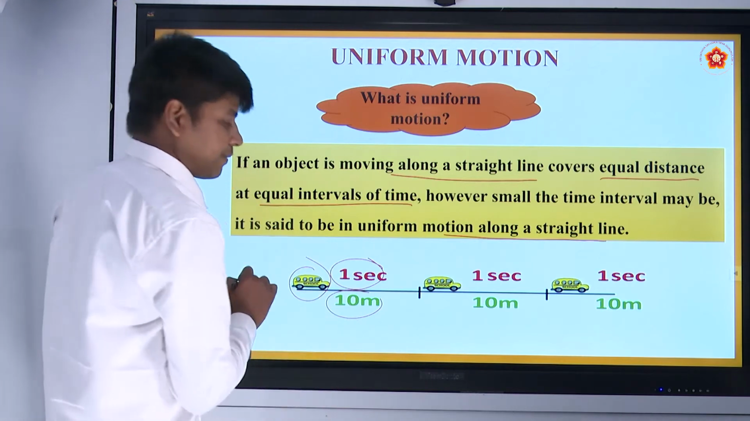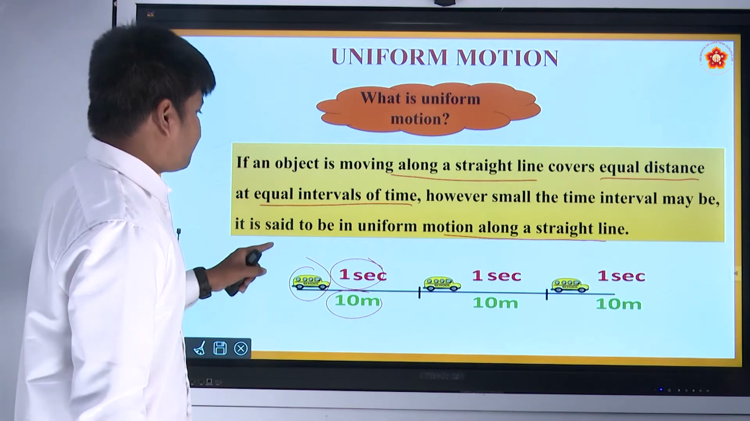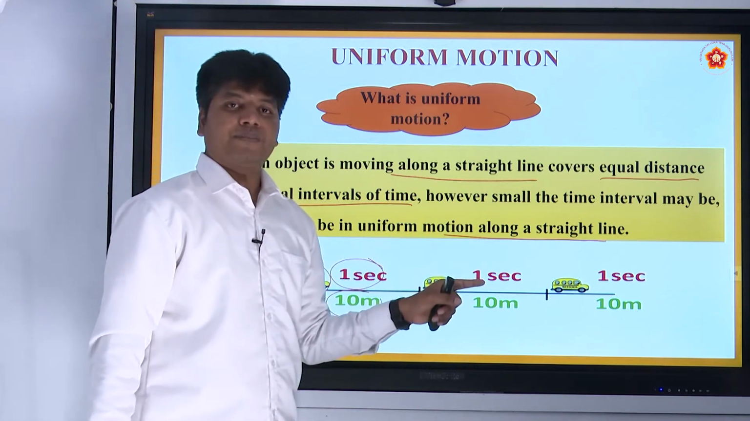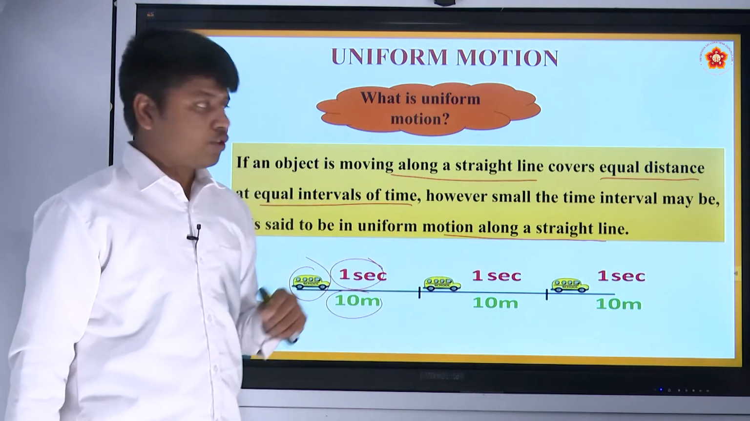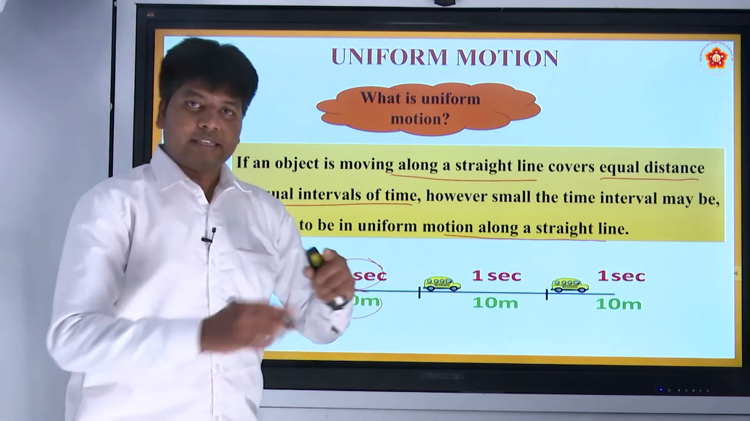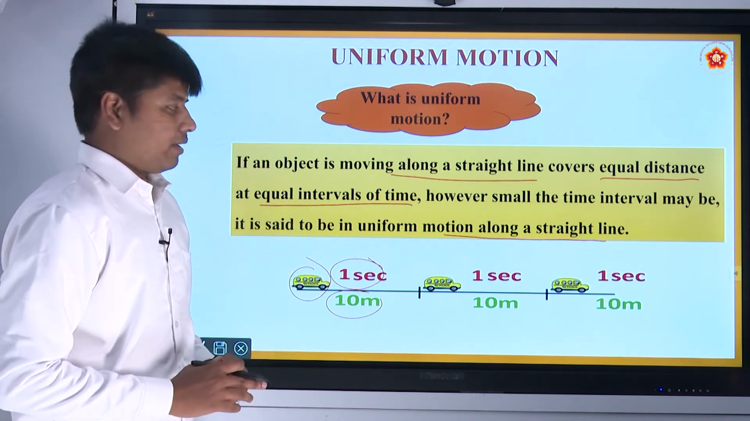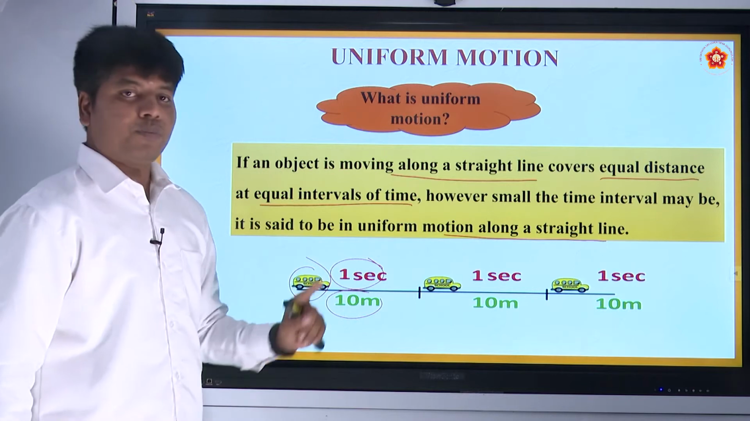Such type of motion, if an object is moving in this fashion, we call this object is in uniform motion along the straight line, because the object is moving in a straight line. In this chapter, we are only talking about the motion in a straight line, right? So this is about the uniform motion.